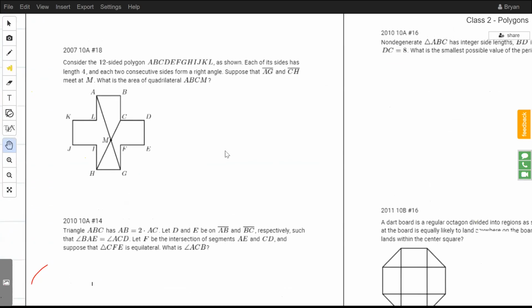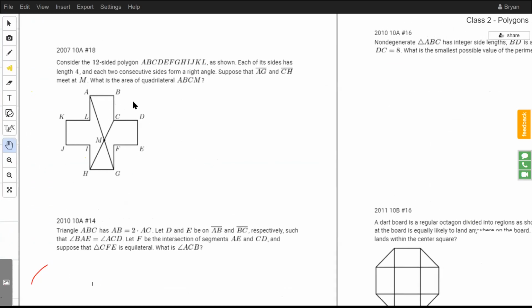Anyway, next one, we have a cross, and it's 12-sided, and it's not a convex polygon. Each of these sides or edges are equal, and they have length 4. We want to find the area of the weird ABCM shape. All we're given is that these diagonals, AG and CH, intersect at M, and all these angles are right angles. Yes, it's stated in the problem.